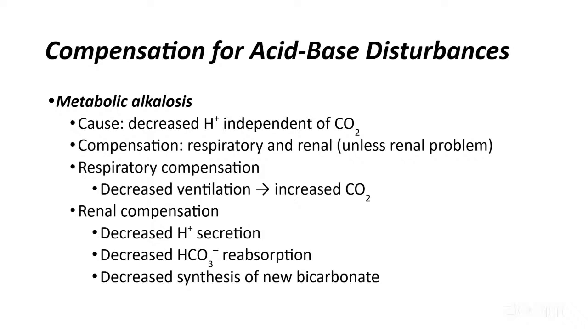Now, if the problem is not your kidneys, we are going to try to fix this with our kidneys as well in the longer term, and especially if our respiratory compensation for whatever reason isn't enough. Right? You do have to breathe some. You can't just stop breathing to fix metabolic alkalosis. So in this case, our renal compensation would look like eliminating less acid. You don't want to secrete so much hydrogen, you don't want to eliminate that from your body. You don't need as much buffer in your blood, so you're not going to reabsorb as much. You're not going to make as much new bicarbonate.